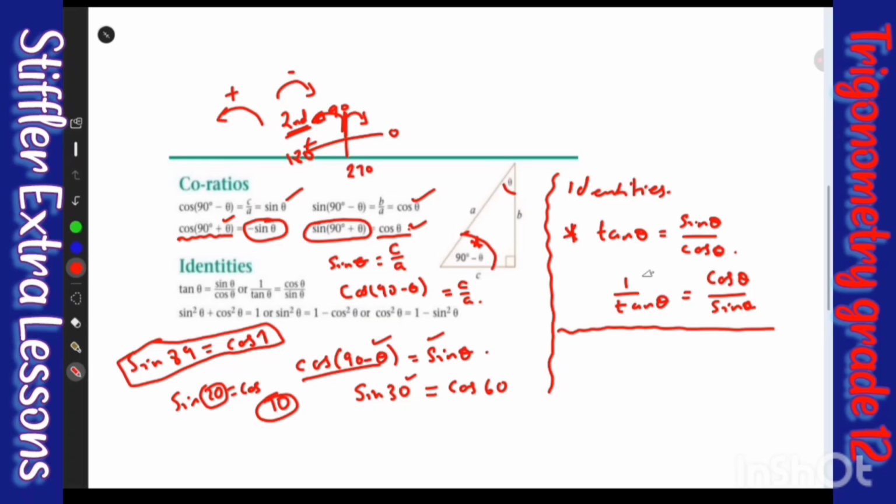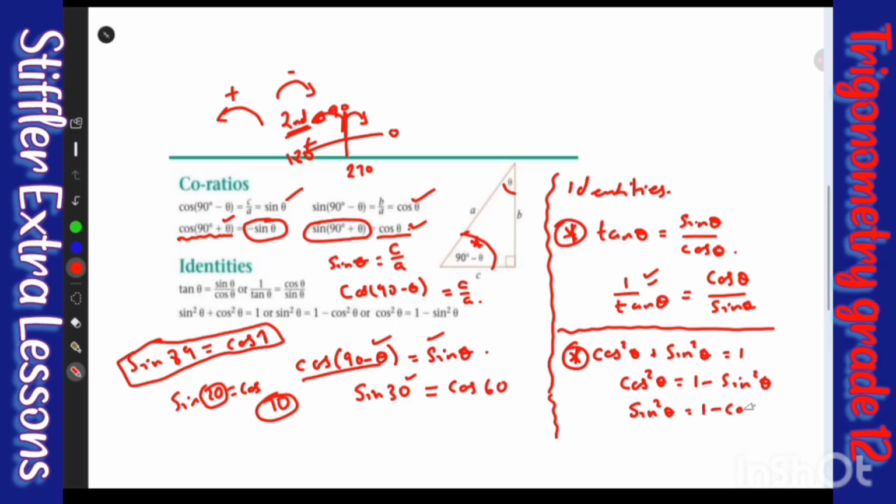So where is this useful? It is useful when you are dealing with identities and also solving equations. Working with tan is very difficult compared to working with cos and sine. Again, we have this one that says cos squared theta plus sine squared theta is equal to 1. So we only have this identity and that identity, but this one can also expand. We can make cos squared the subject of the formula and this becomes 1 minus sine squared theta, or make sine squared the subject, so sine squared theta becomes 1 minus cos squared theta, just like that.